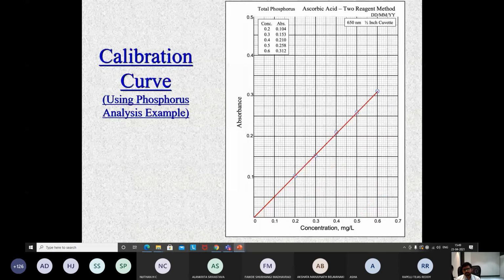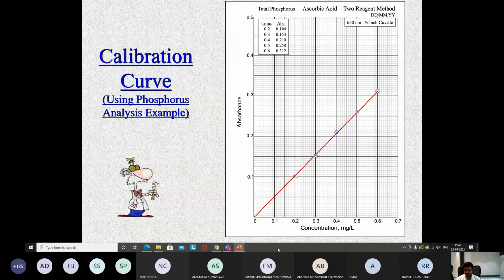So I'm just showing you the calibration curve. If you see this graph, this is the x-axis and this is the y-axis. On the x-axis we have mentioned the concentration. This particular graph is for total phosphorus. This is the phosphorus concentration: 0.1, 0.2, 3, 4, 5, 6, 7. And this is the absorbance value.